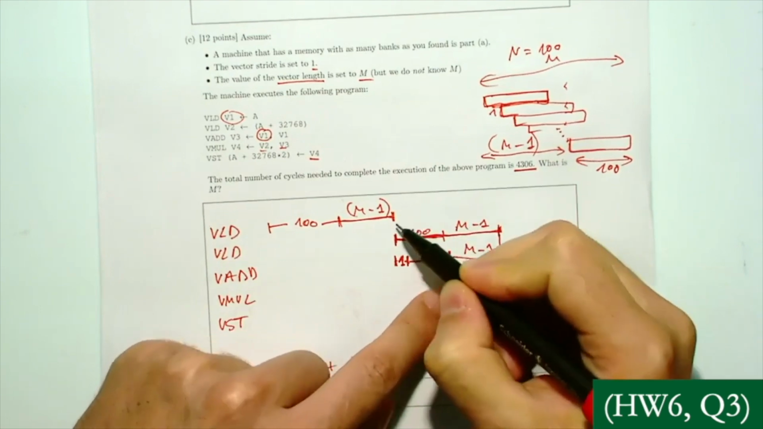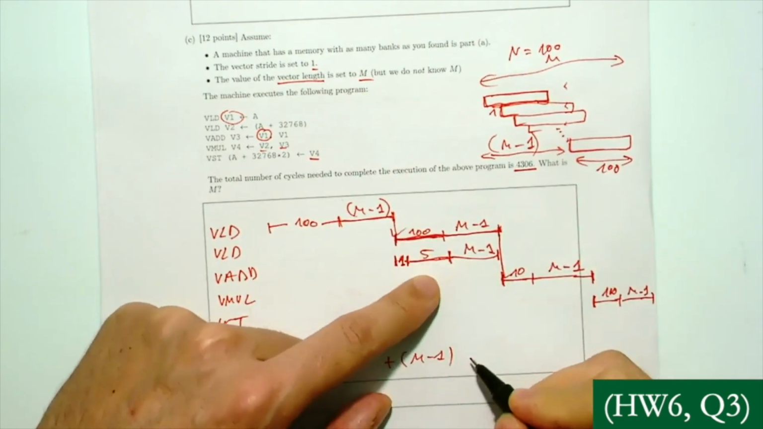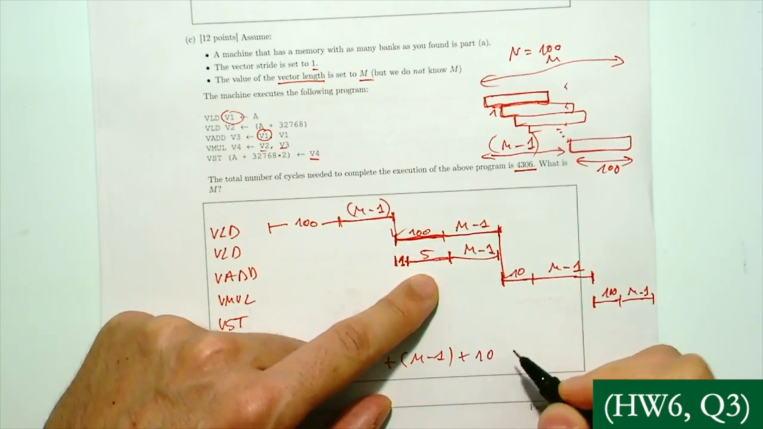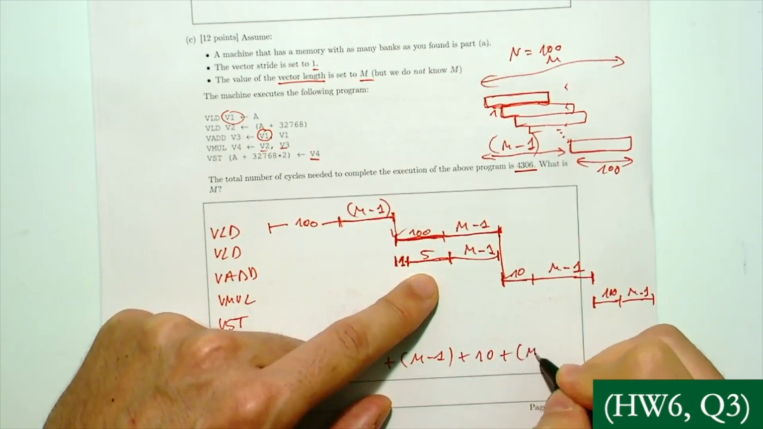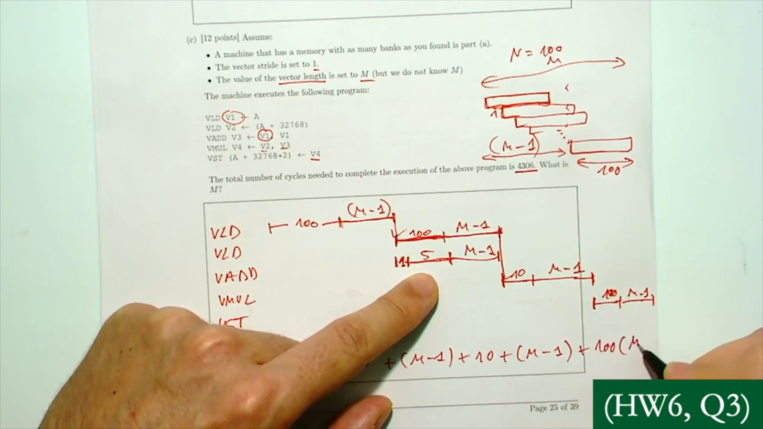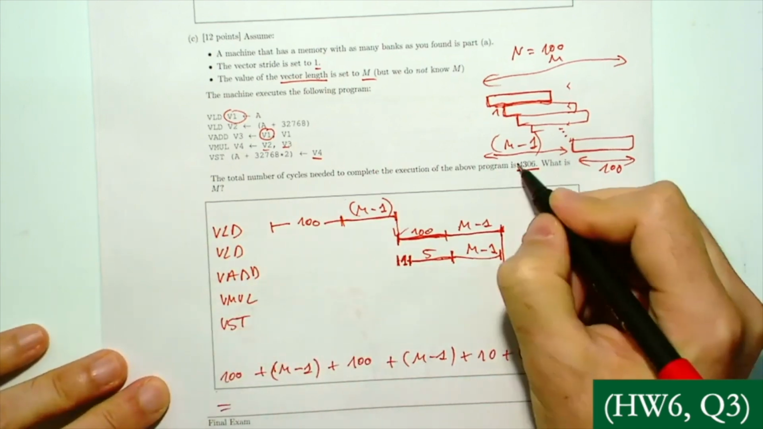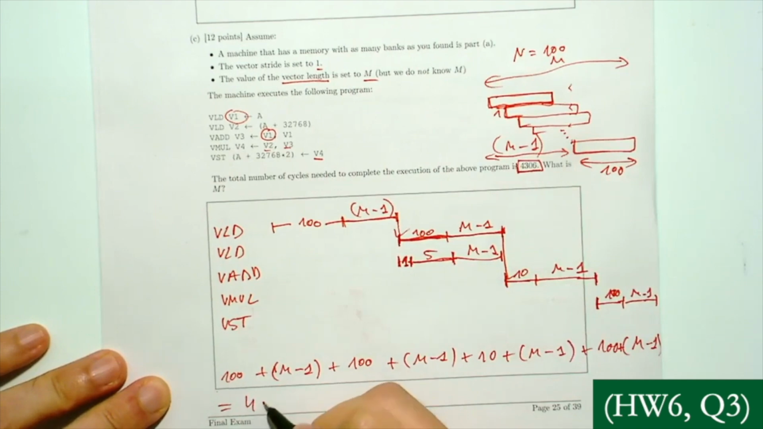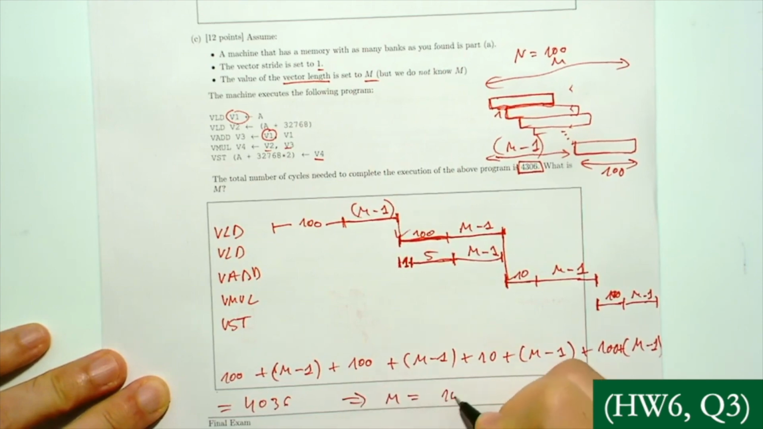Then we will go here, it's plus 10 minus 1 plus 100 plus n minus 1, equal to this latency. And if you solve this equation, n is 1000.